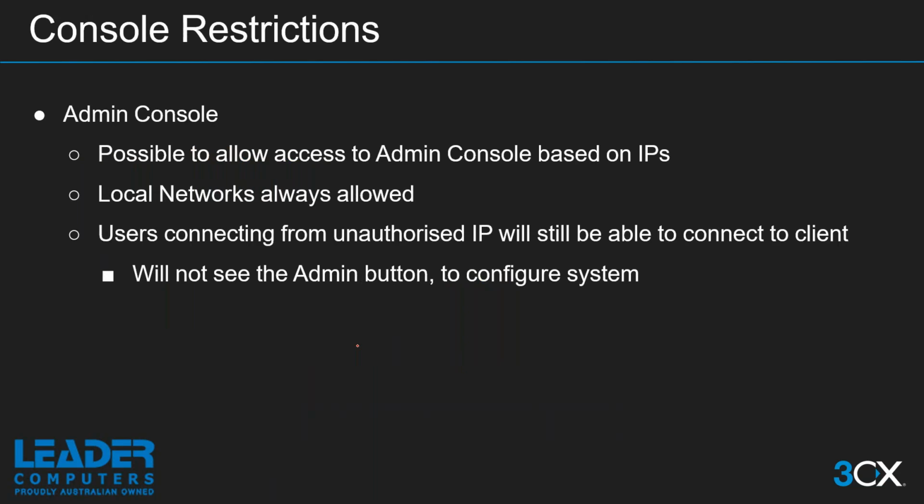And admin console restrictions: it is also possible to allow access to the admin console based on IPs. You can set only certain IPs, like let's say your office IP or the customer's IP. That's the only IP from which 3CX can be accessed, or local network is always allowed. So a user connecting from an unauthorized IP will still be able to connect to the client, but will not see the admin button at the left bottom corner on your client.